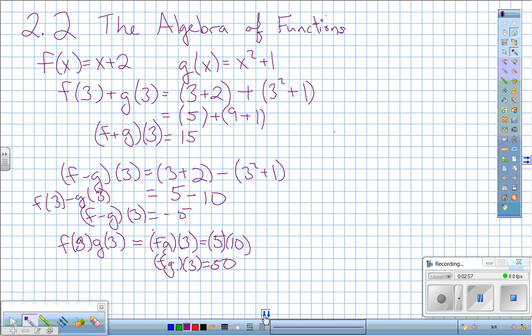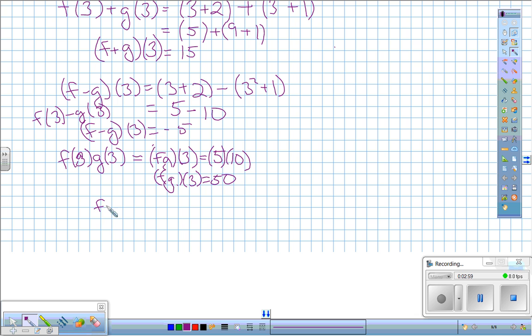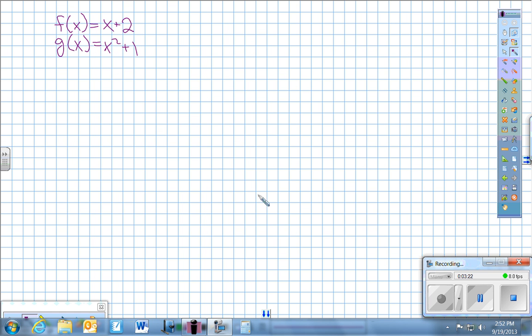Okay, you can also do division. So they could do f of 3 divided by g of 3. That would just look like 5 over 10, and your final answer would just look like 1/2. The other way that this could be written would be f slash g of 3. I'm using the same equations.